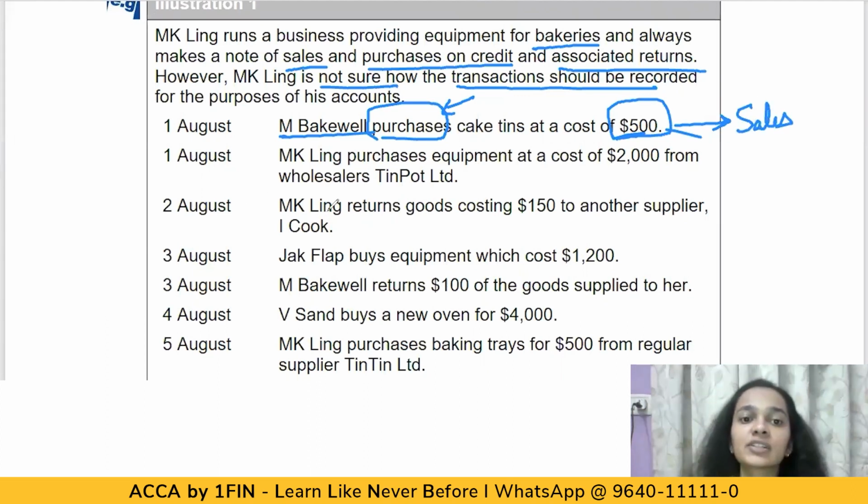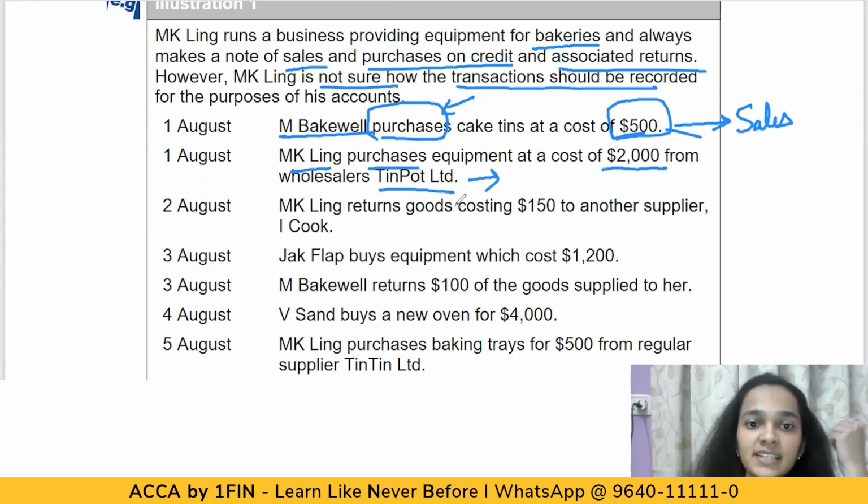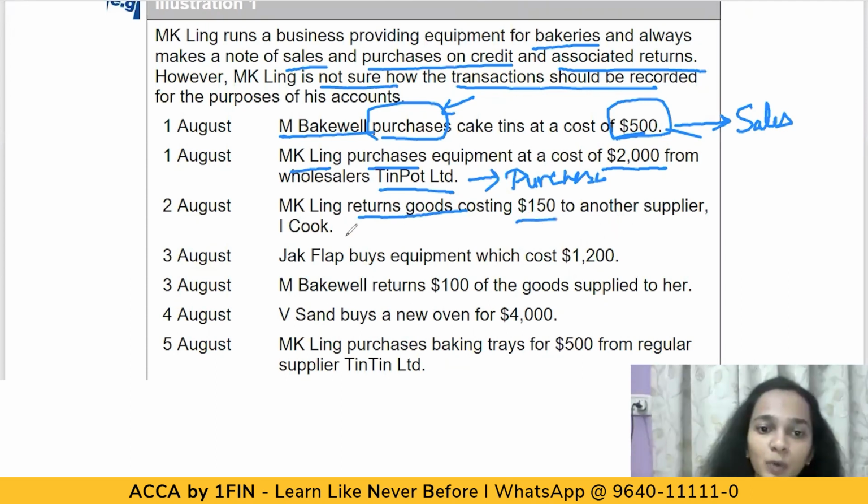The second transaction is MK Ling purchases equipment at the cost of $2,000 from wholesalers Tin Pot Limited. Which book will you enter this transaction in? The purchase is being made by MK Ling, so this transaction will go in the purchases day book. There's another transaction: MK Ling returns goods costing $150 to another supplier, iCook. Where will this go? Purchase returns. There's a purchase which was made, and now the person is returning it, so this will go to purchase returns. Jack Flap buys equipment which costs $1,200. This is again what?